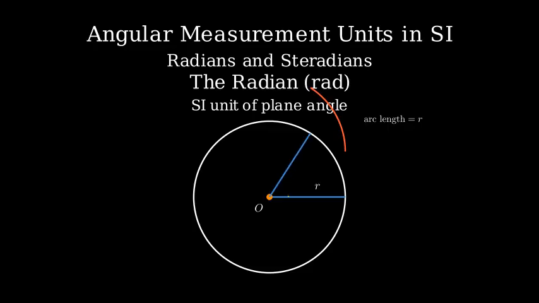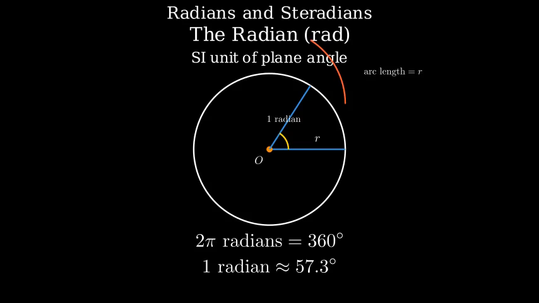Since the circumference of a circle is 2 pi times the radius, a complete circle contains 2 pi radians. This is why a full circle is equal to 2 pi, or approximately 6.28 radians. This also means 1 radian is approximately 57.3 degrees.